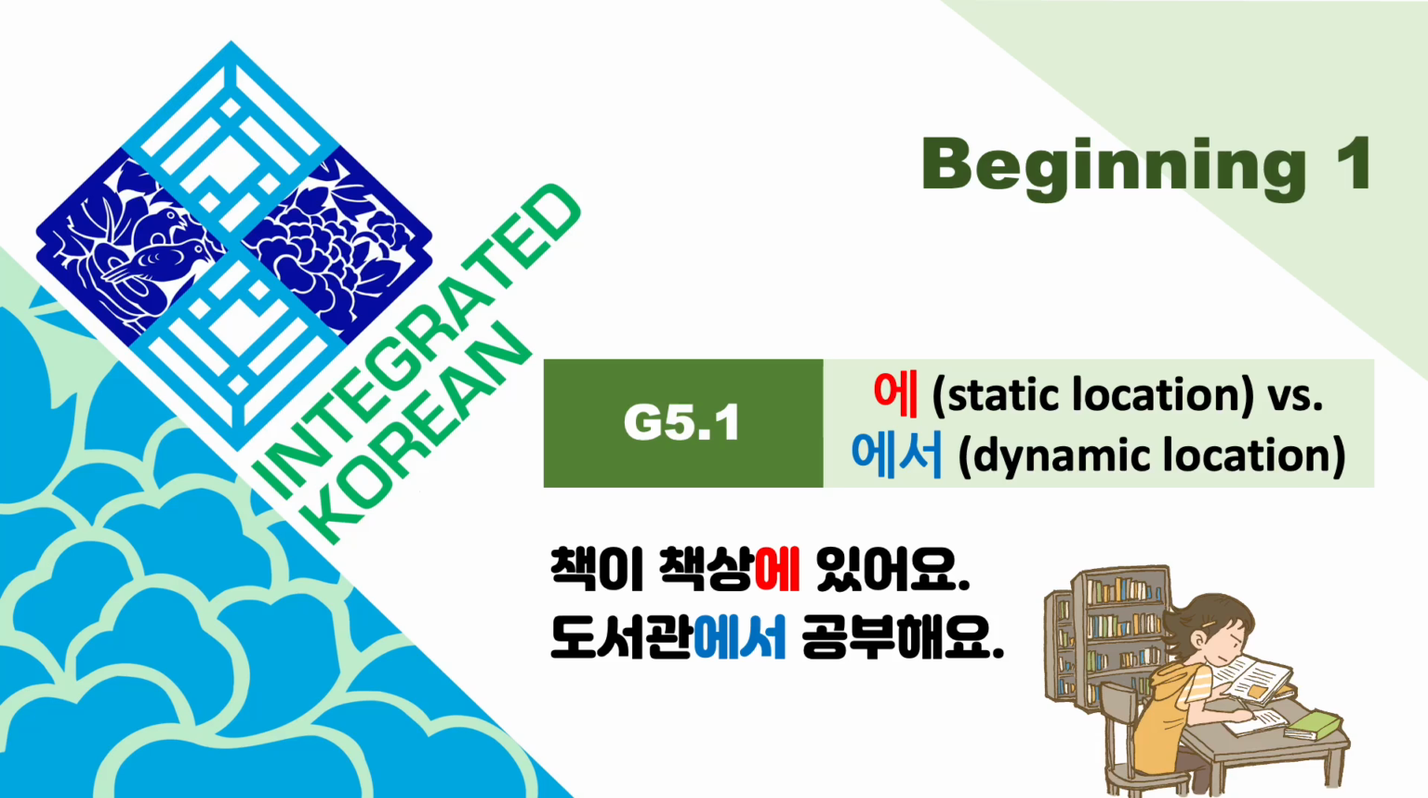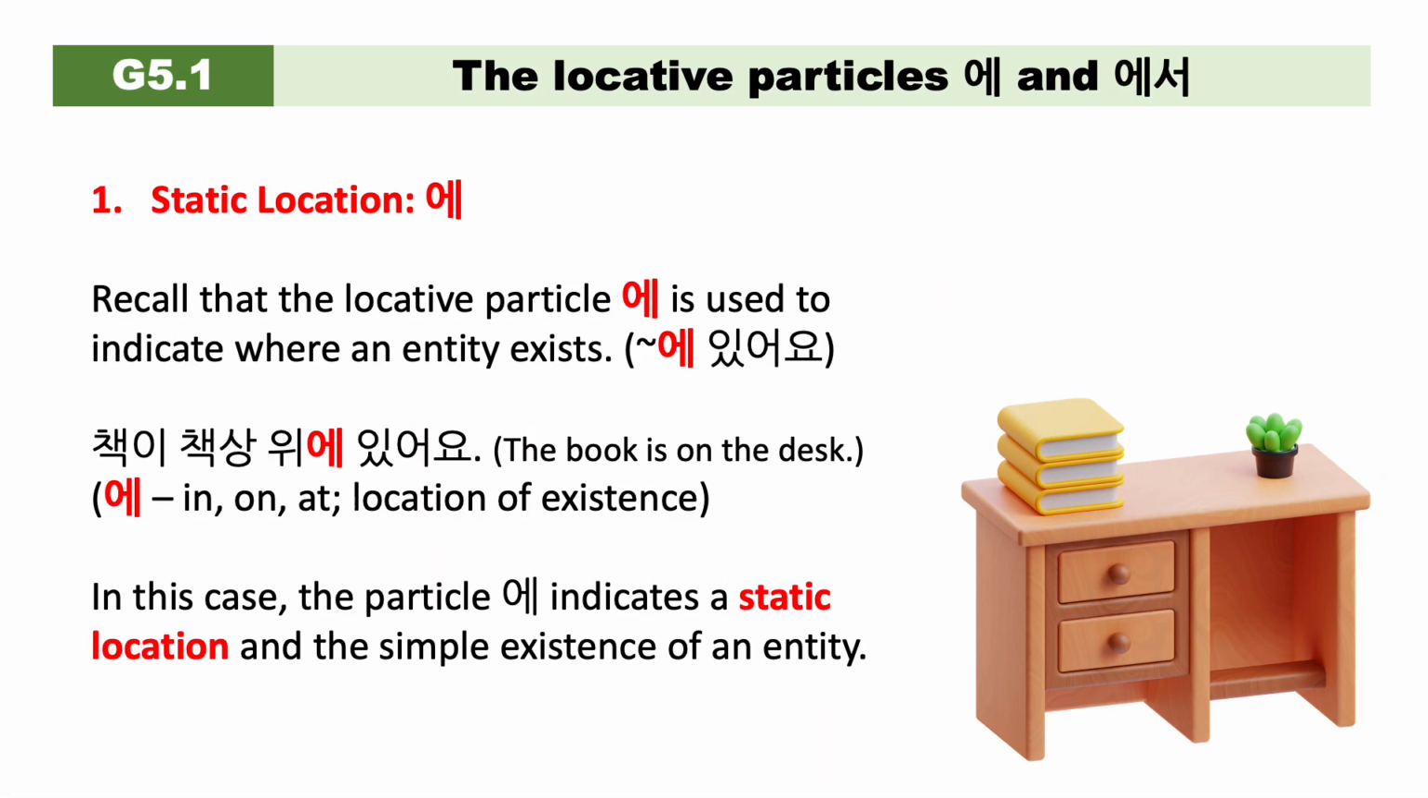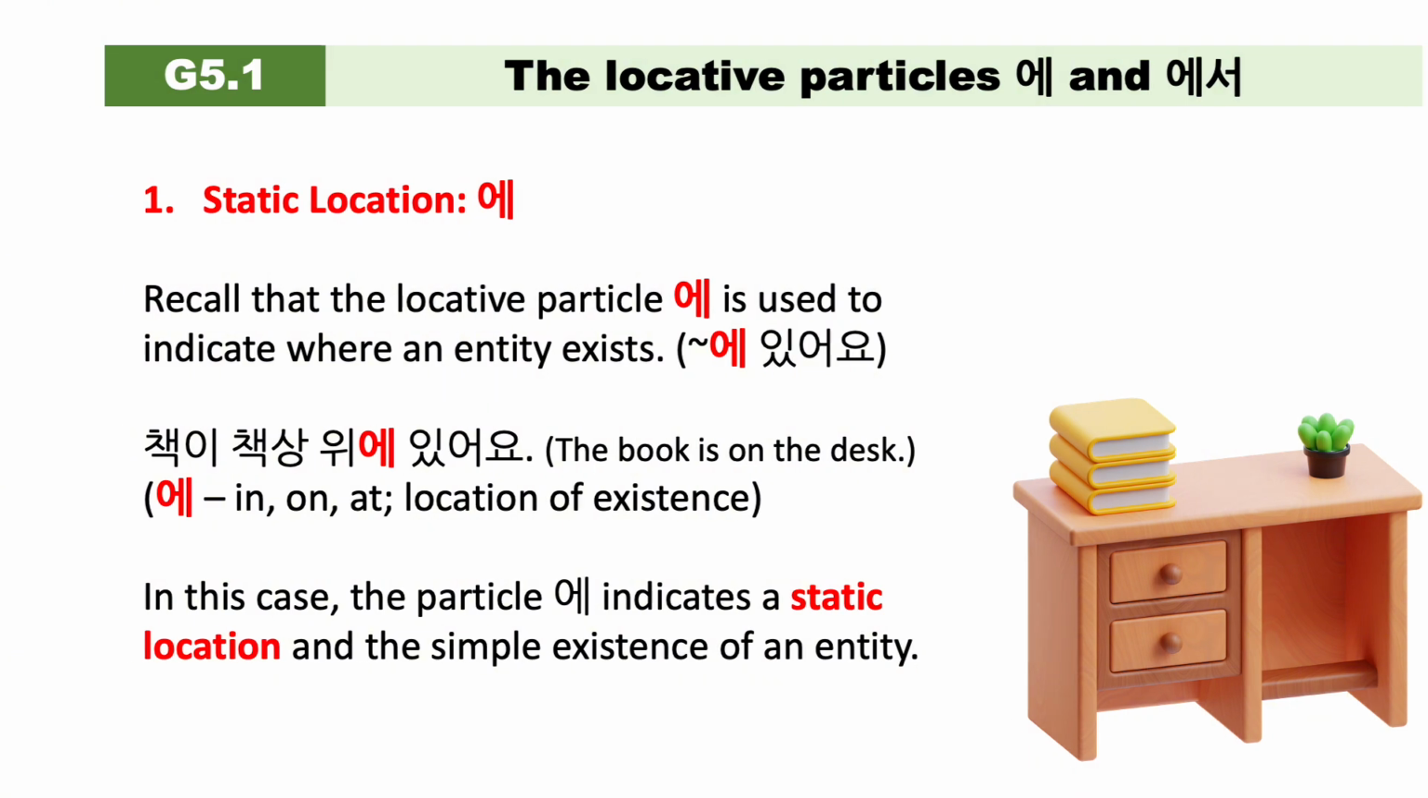Lesson 5, Grammar 5.1 The Locative Particles. 에, The locative particle 에, is used to indicate where an entity exists. In other words, 에 indicates a static location and the simple existence of an entity. 책이 책상 위에 있어요. The book is on the desk.